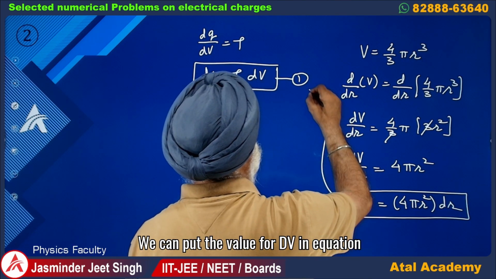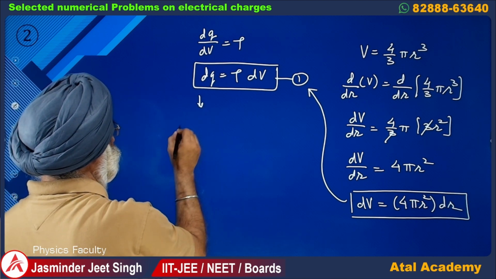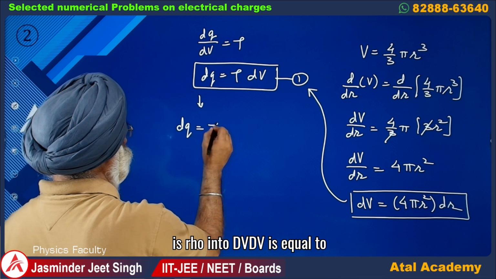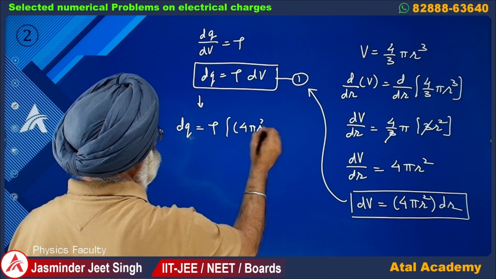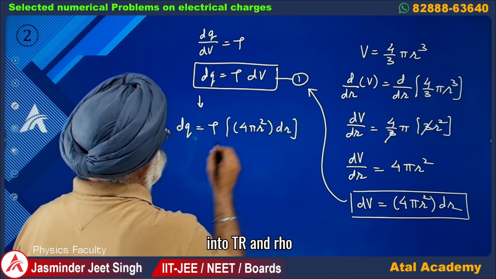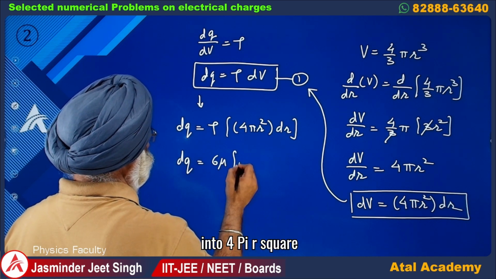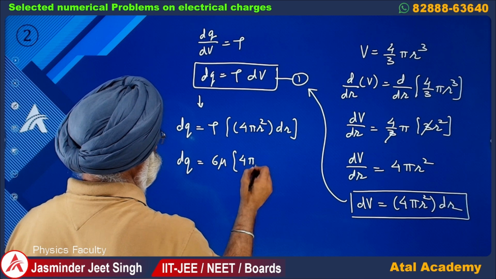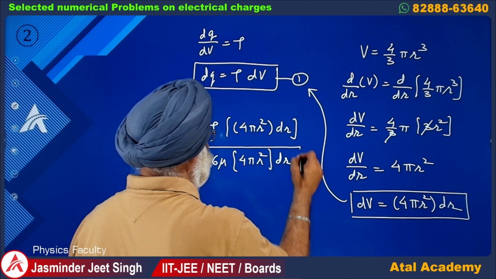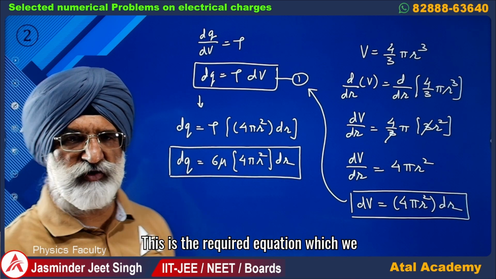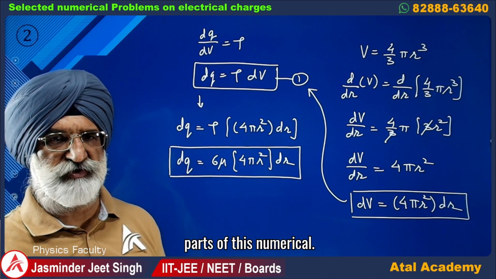We can put the value for dv in equation 1. We will be getting dq is rho into dv. dv is equal to 4 pi r square into dr. And rho, which is given to us, is 6 micro, into 4 pi r square into dr. This is the required equation which we are supposed to integrate in both the parts of this numerical.